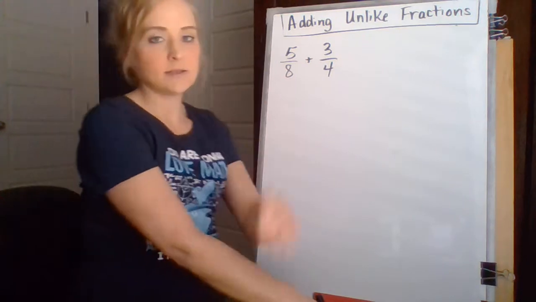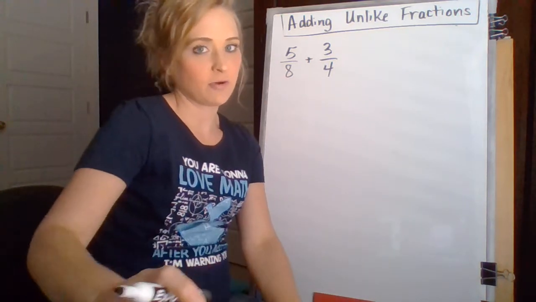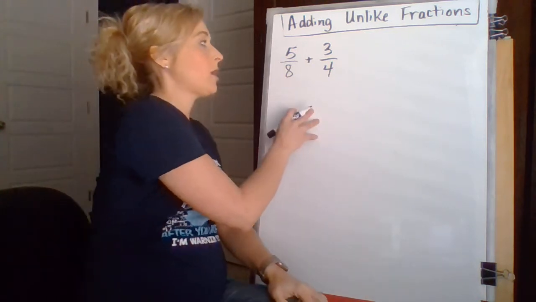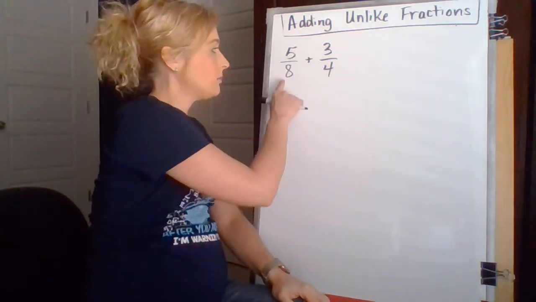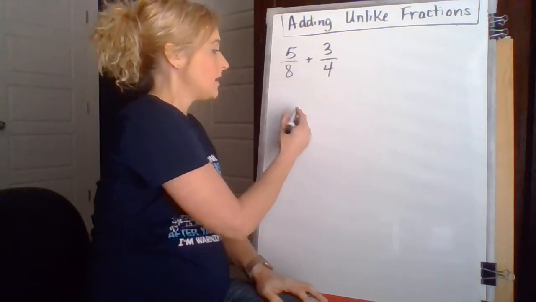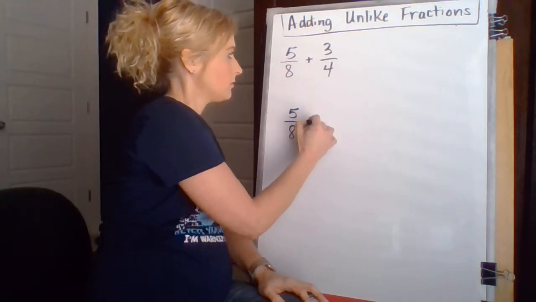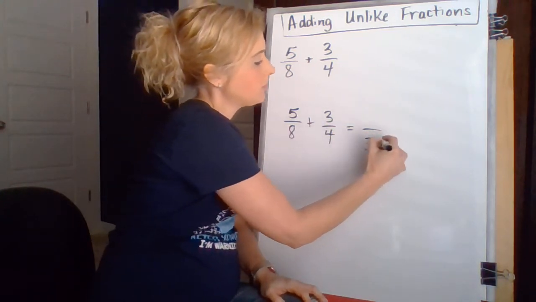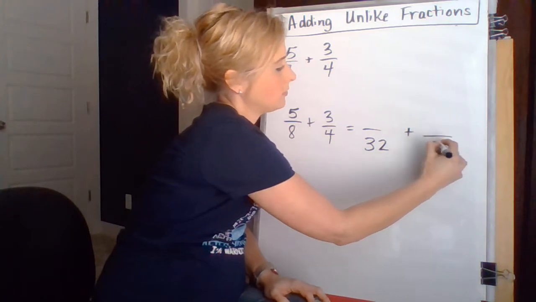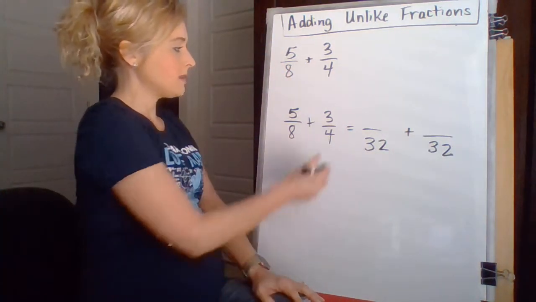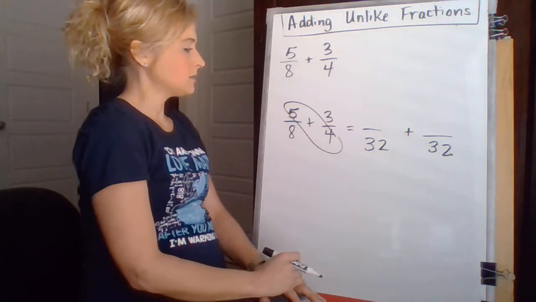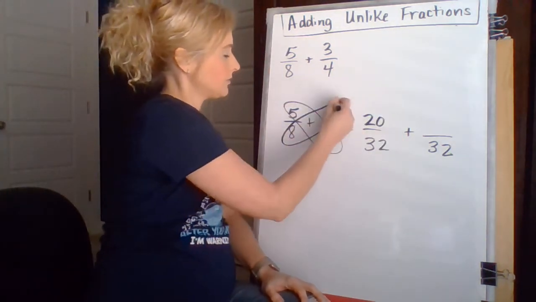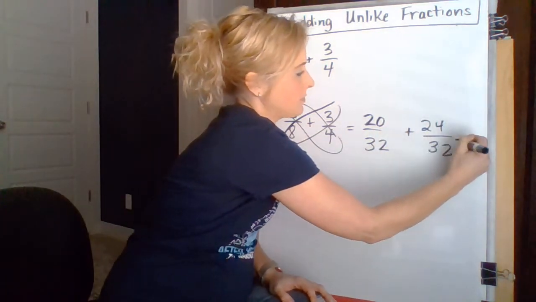Because if kids, and I'm talking to you 5th graders right now, if you want to use the butterfly method, you would go, okay, I know a common denominator could be if I multiply 8 times 4. And so I'm going to do that underneath here. 8 times 4 is 32. Okay, and then I cross multiply. So 4 times 5 is 20. And 8 times 3 is 24.